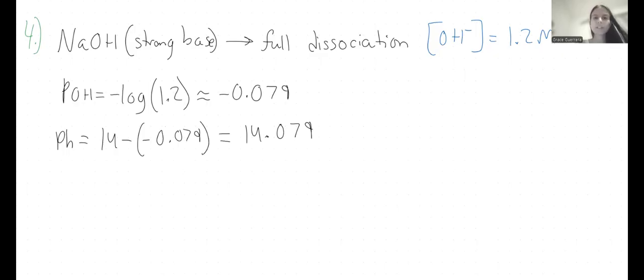And this is actually the same thing. Calculating pOH is the same thing as calculating pH. It's similar. We would use the negative log of our acid concentration. However, in this case, we're using hydroxide. So to find our pOH, we're using the hydroxide concentration, which is equal to negative 0.079. And our pH would be equal to 14 minus our pOH. So 14 minus negative 0.079 is roughly equal to 14.079.